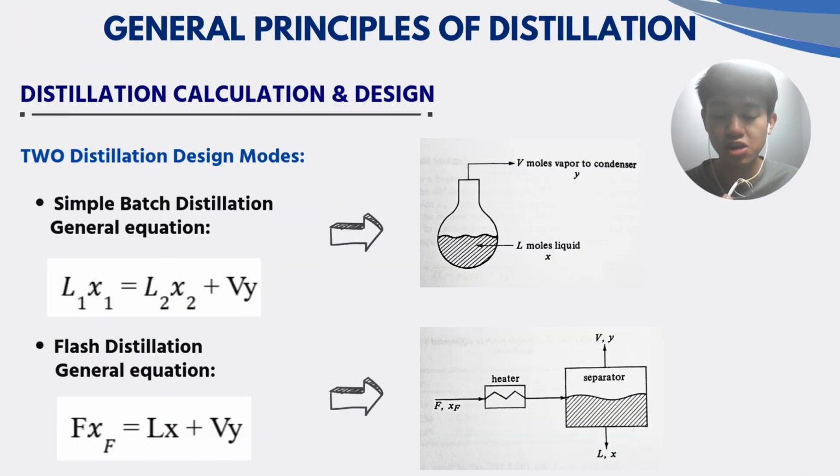Next, we'll cover distillation calculation and design. Firstly, we're focusing on the two main distillation design types, which are simple batch distillation and flash distillation. The slide shows the key general equations and example diagrams for both. In brief, simple batch distillation uses a fixed liquid mixture, while flash distillation involves a continuous feed.